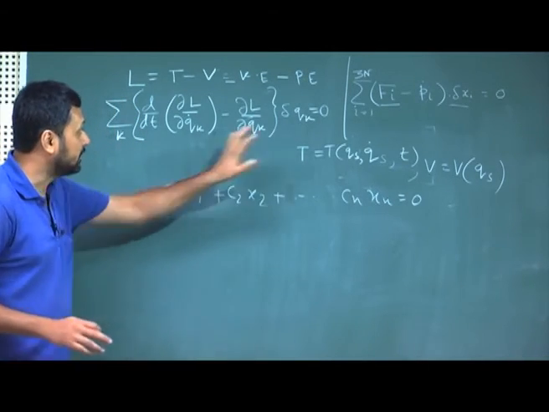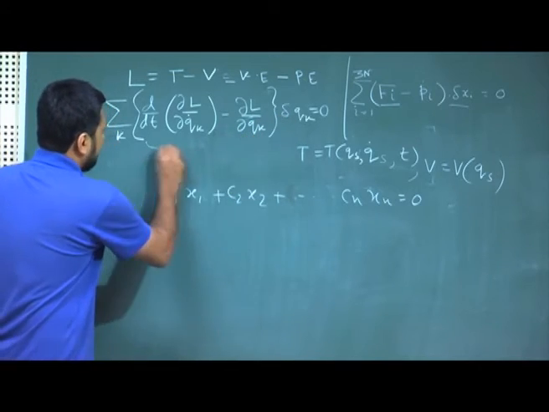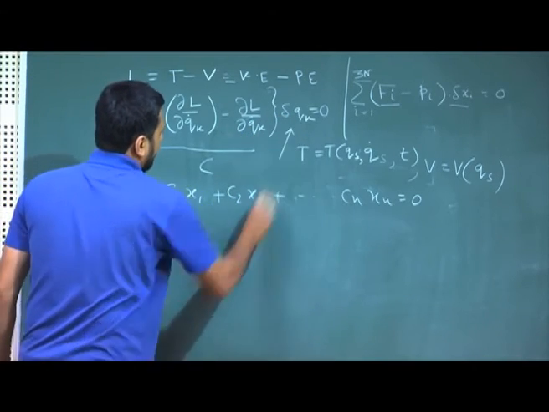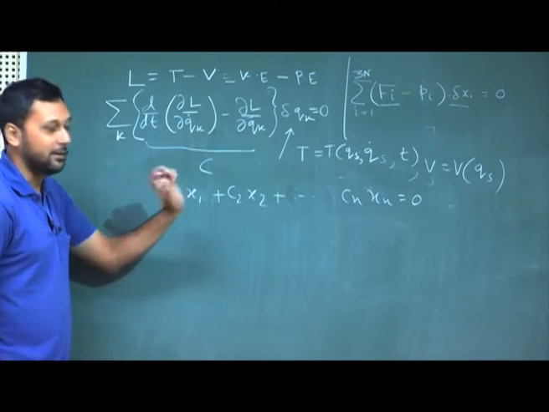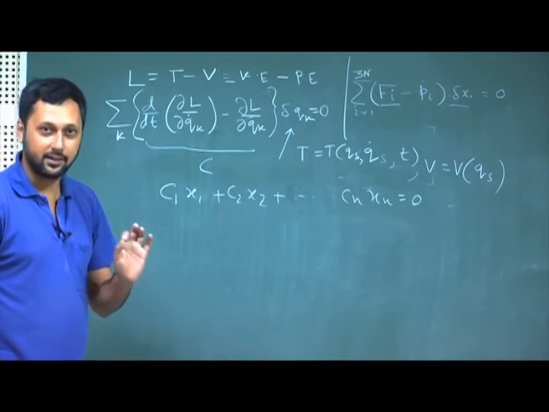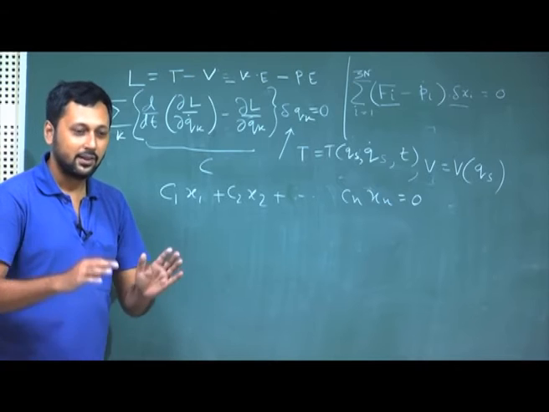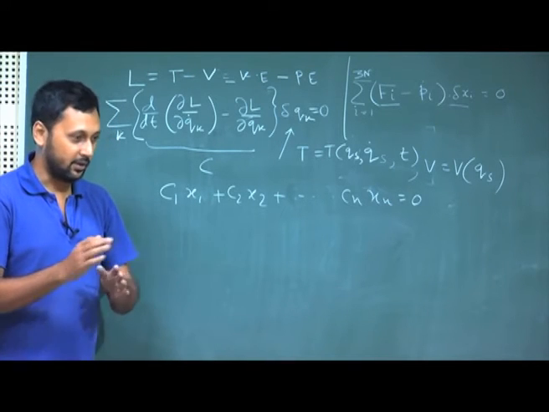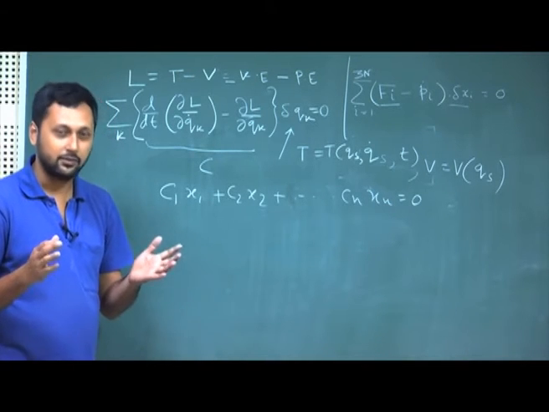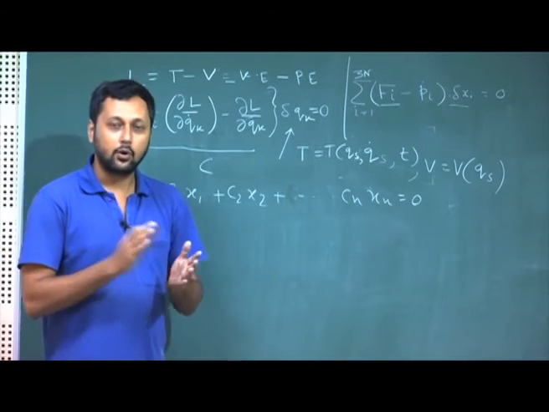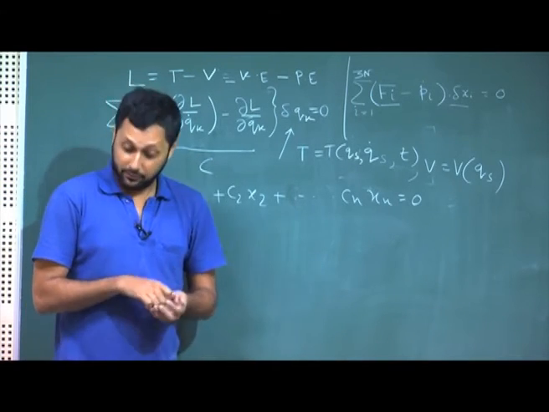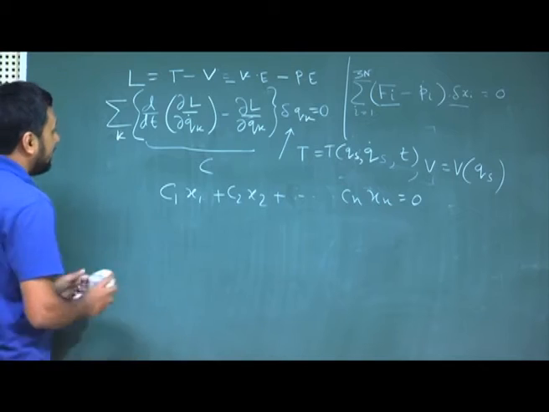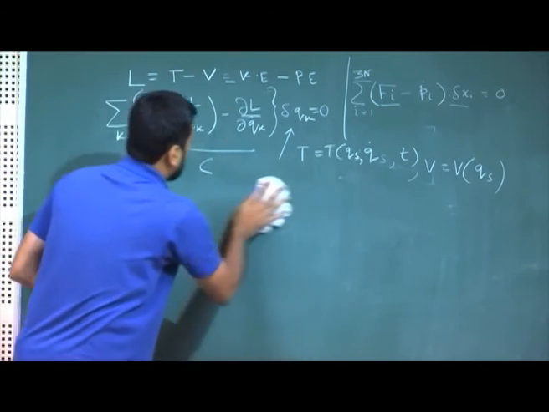Now, we have reached a situation where these are my C's and these are my X's. All the X's are independent, because that is the definition of generalized coordinates. Generalized coordinates are a set of coordinates which are all independent of each other.